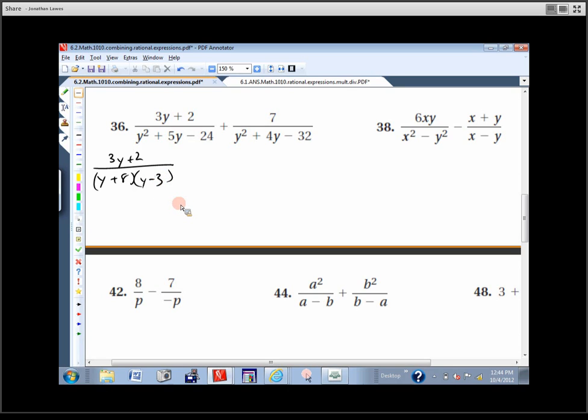Little word to the wise. Take 3 seconds and make sure you factored it right. Do they multiply to be negative 24? Yep. And do they add up to be positive 5? They do. Okay. And then this one right here, this is going to be y and y. I need numbers that multiply to be negative 32 that combine to be positive 4.